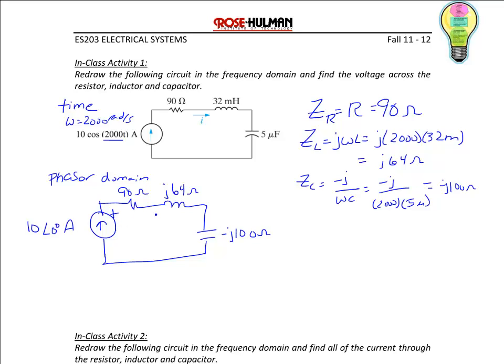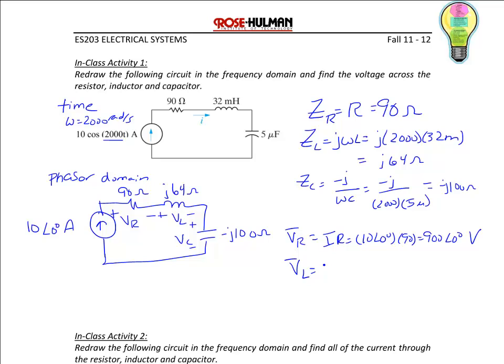So since we're looking for voltages, we're trying to find VR, VL, and VC. We can use Ohm's law to do this. We already know that everything is in series, so they all have the same current. So the voltage across the resistor as a phasor would be I times R, or 10 with an angle of 0 degrees times 90, which is equal to 900 with an angle of 0 degrees, and the units are volts.